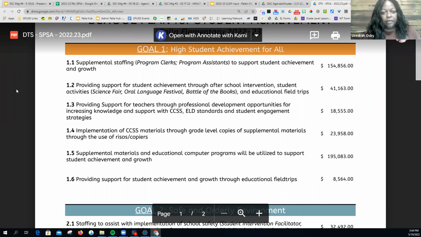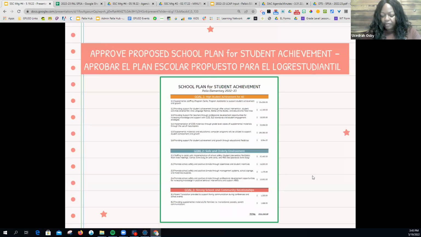Okay, I want to make sure I give people enough time to answer if they want to answer. Okay, and so we already approved the budget. So now do I have a motion to approve the plan? I motion for you to move forward with the plan. Okay, do I have a second? I'll second it. Okay, all those in favor? Aye. Aye. Okay, thank you.